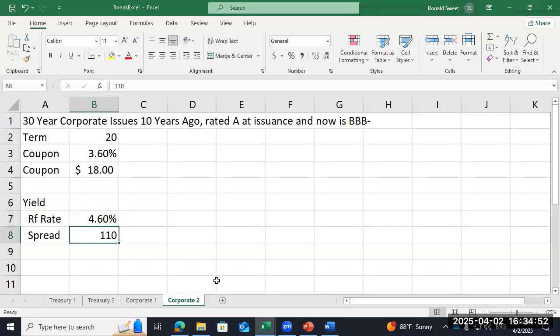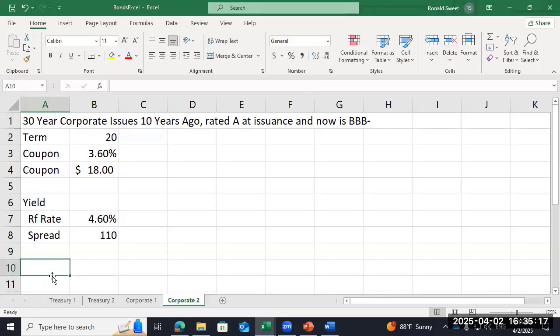So this bond price is going to be down, but it's not because it got downgraded. It's going to be down because the risk-free rate is up. So it's kind of a strange bond. You see a bond like this and think, oh man, it's paying 3.6, but yields are 4.6, and it got downgraded, that's why the prices fell. But no, the spread is almost exactly the same.